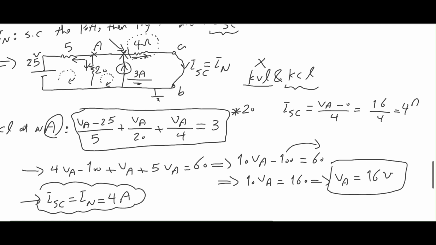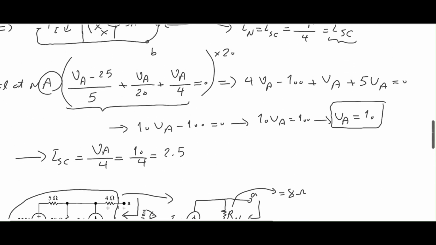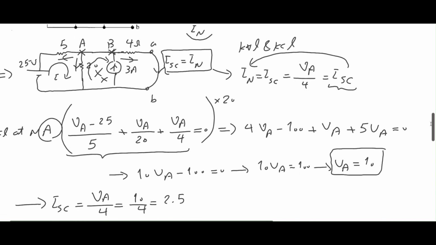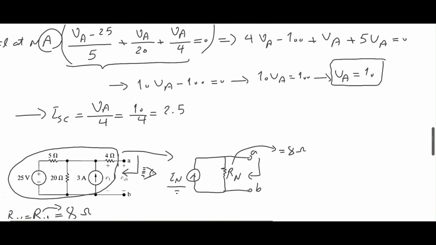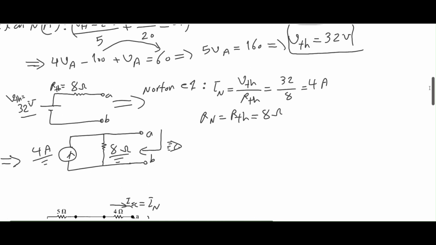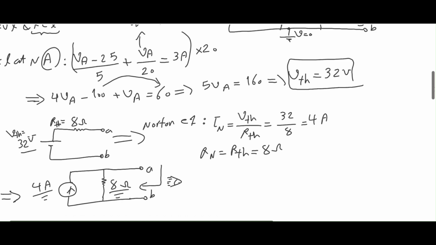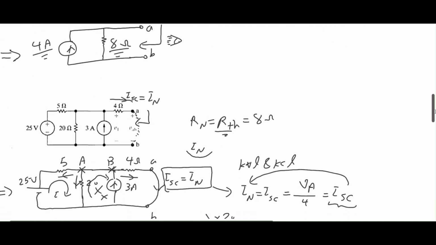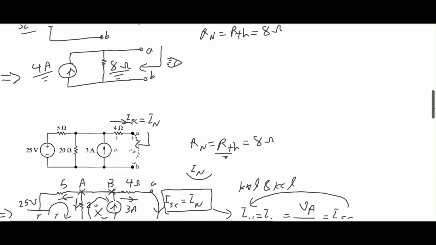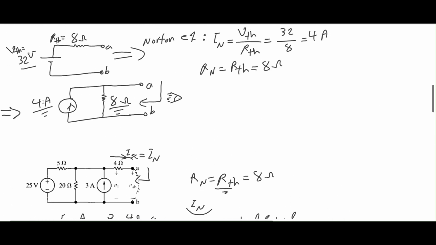Now, let's go back and see if our findings align. So, I figured out I Norton to be 4 amp. And in the previous method, I figured out the Thevenin voltage and the Thevenin resistor. Yeah, the Thevenin voltage was 32 volts and the Thevenin resistor was 8 ohms. And then I figured out the Norton current to be 4 amps over here. Yes, everything aligns.